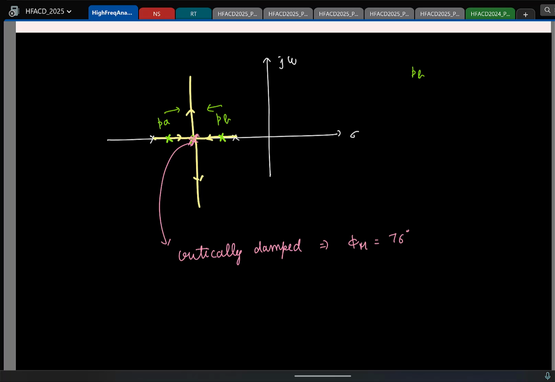Now tell me, if I branch out to the complex S-plane like this, right? Let us say the closed loop poles are here in the complex S-plane. Do you think the phase margin is higher or smaller than 76? Yeah, why? If the closed loop poles are lying on the S-plane, do you think the step response is good or step response is bad?